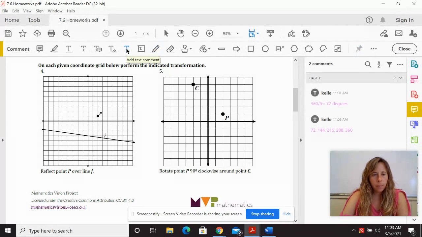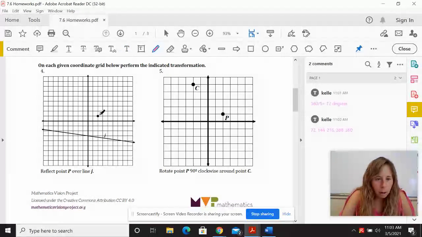So don't just count away how many it is. That works if J is a straight line, like it's not slanted. Like the axes are straight, so vertical or horizontal lines, that works. You can just count how far away they are. For instance, if I was reflecting P over the x-axis, P is 1 away from the x-axis, so P prime would be right here.